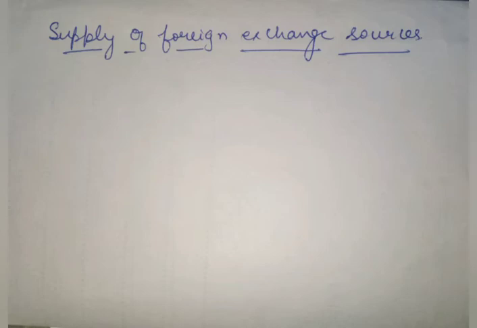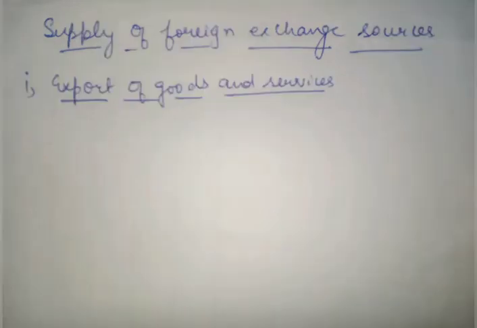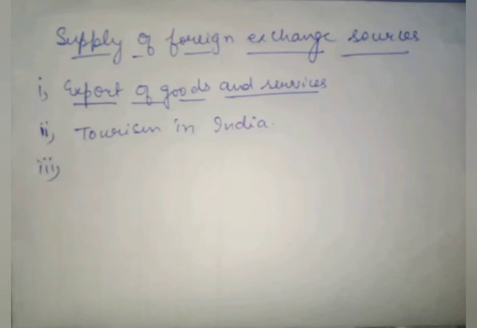Now let us consider some of the supply sources of foreign exchange. First, export of goods and services. Whenever foreigners purchase goods and services from India, they make payment in foreign exchange. This increases the supply of foreign exchange in India. Second, foreign tourists visiting India. Whenever foreign tourists visit India, they get their home currency converted into Indian currency. This is how the supply of foreign exchange in India increases.